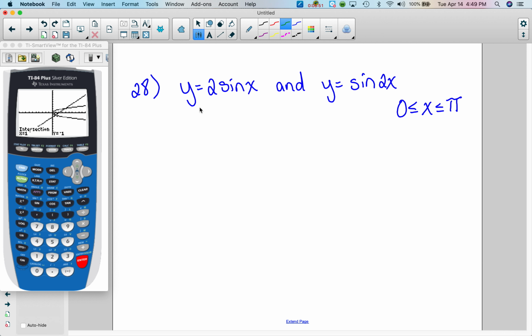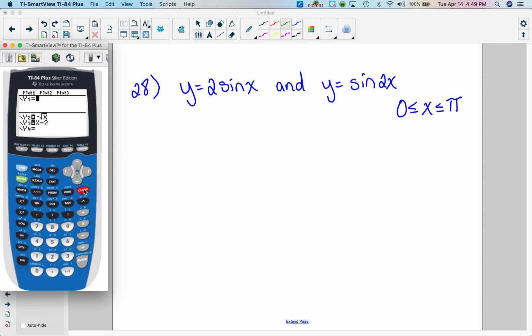Okay, next one we have y equals 2 sine x and y equals sine 2x. And I know you might be panicked, except we're using our calculator, so we can graph these, and on this one they do give us the domain, so we're going to have to plug that into our window. You want to make sure your calculator is in radians. I know mine is, but you might want to check yours if you've been using it for trig and physics at all. And then we have sine 2x.